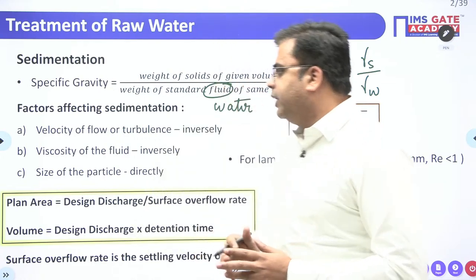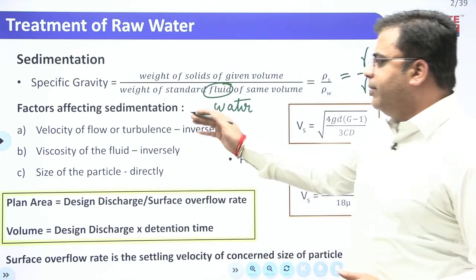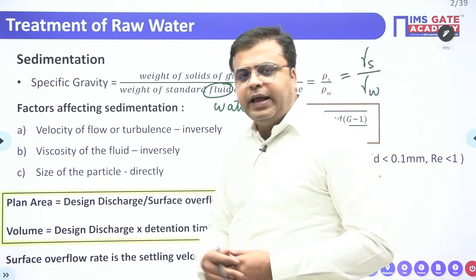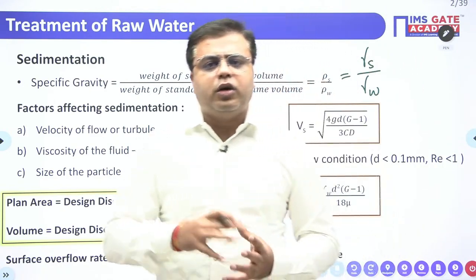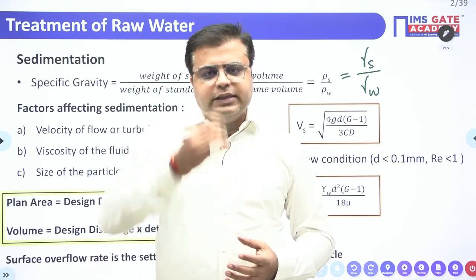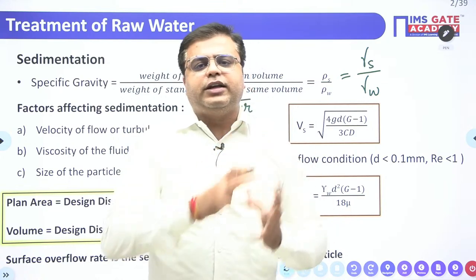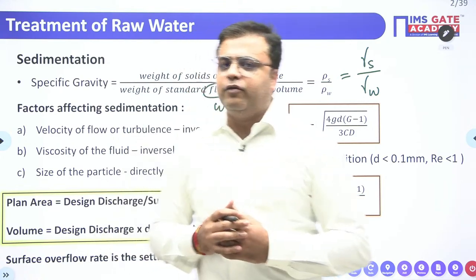Moving on, the factors that are affecting sedimentation include, first, the velocity of flow or turbulence. If the velocity of flow is more or the turbulence is more, the settling of the particle will be affected, and the more the velocity of flow, the less the settling of the particle.